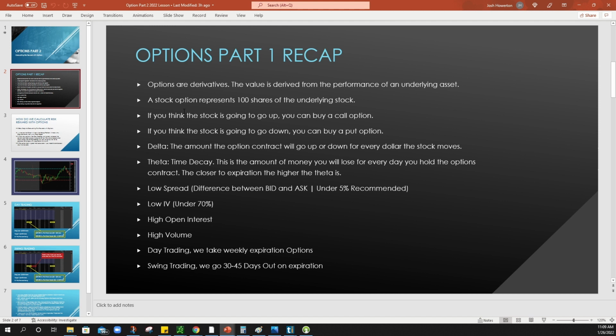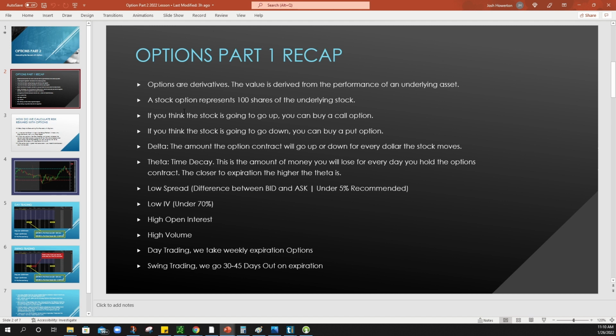Delta is one of the Greeks, a very important Greek to know and understand, especially when trading options. The delta is the amount the option contract will go up or down for every dollar the stock moves.